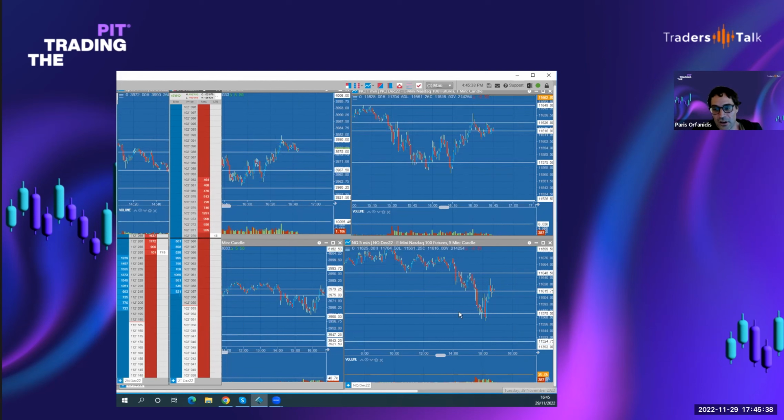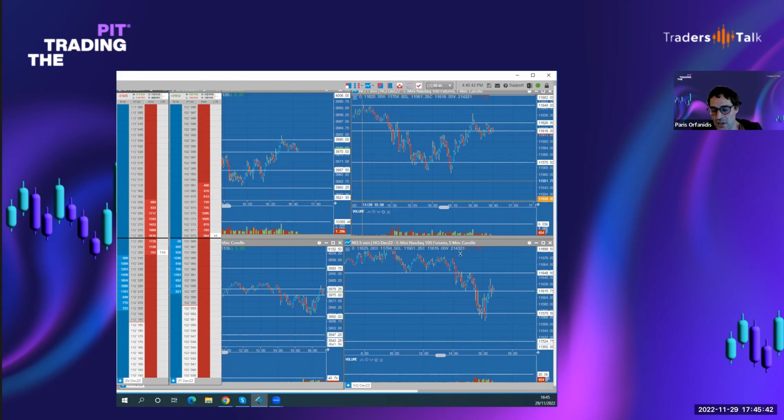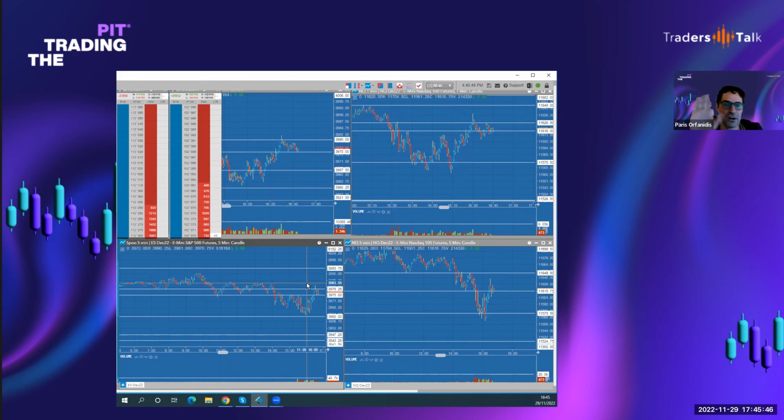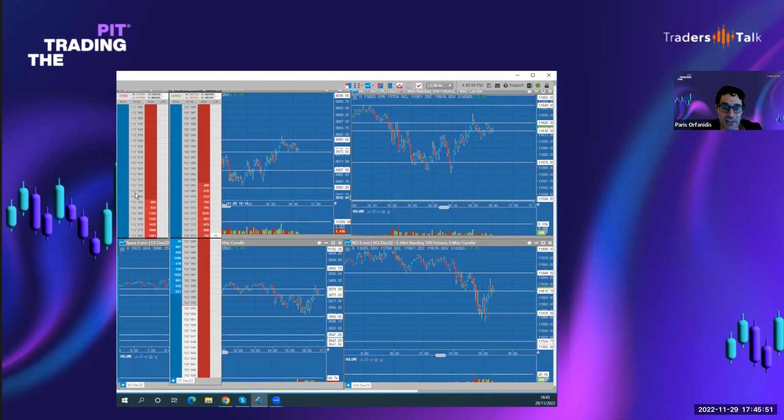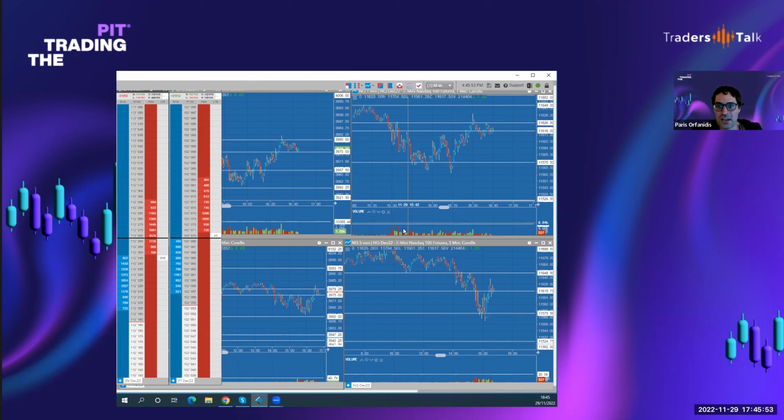Trade 1.5 hours, trade only the morning session, because the morning session in the US equities, compared with the evening session, are two different markets. It trades very well technically during the morning session. In the evening session, I don't touch it.